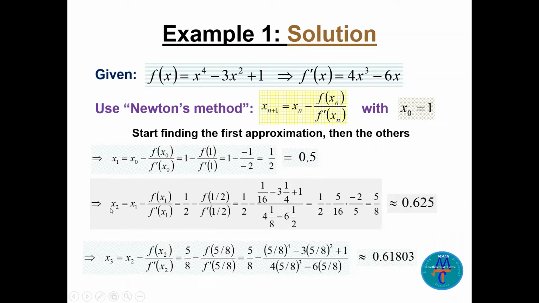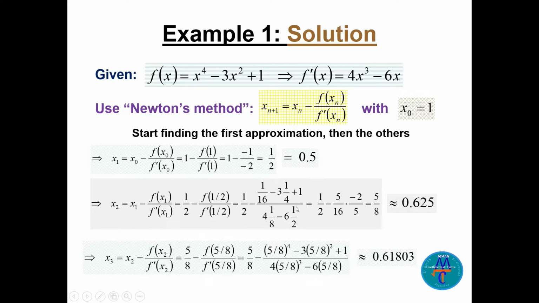Now I can repeat the process because in the question we need 3 successive approximations. So n now will be 1. So x2 is equal to x sub 1 minus f of x sub 1 divided by f prime of x sub 1. I put all the numbers. This number is half here. So I put half, minus f of half divided by f prime of half. So I replace 1 over 2, which is 0.5, in the function. It will give me all this. Divided by f prime of half. I put half in the derivative. It will give me all this.